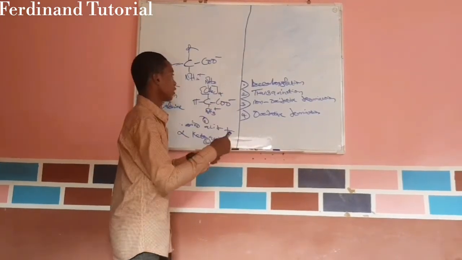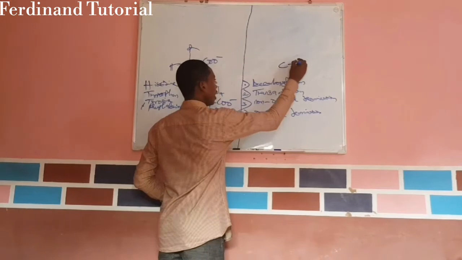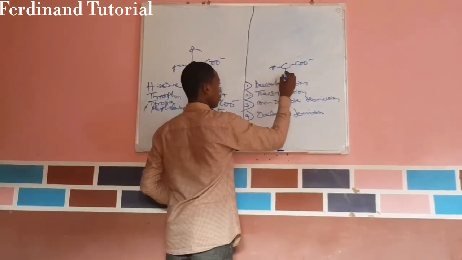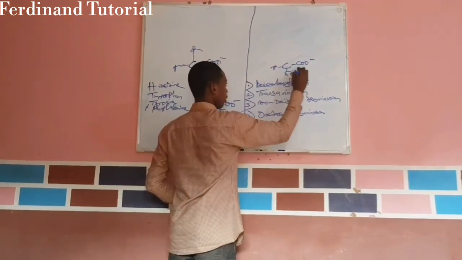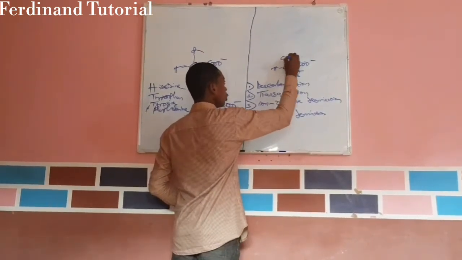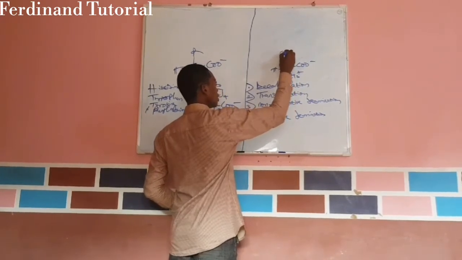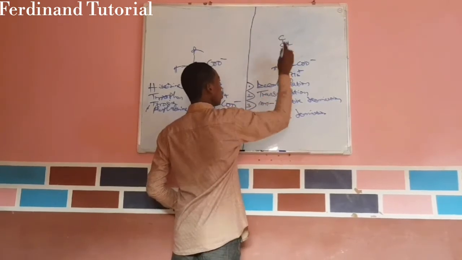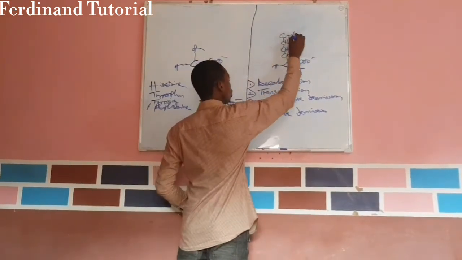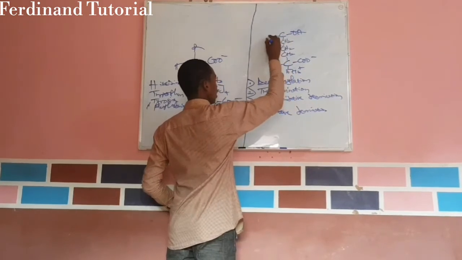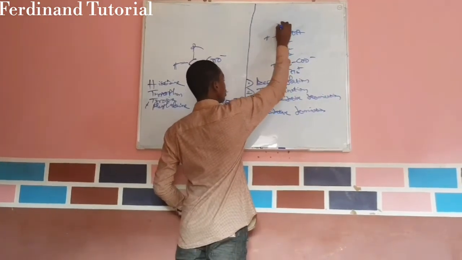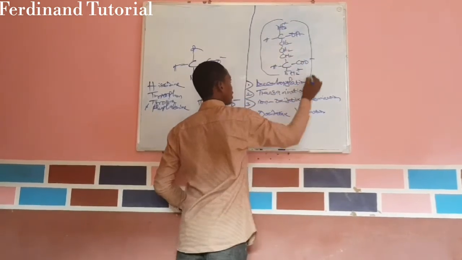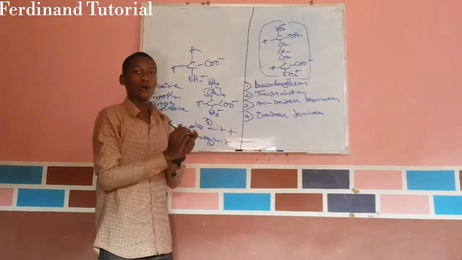Let me modify it. I have C here, I have COO minus, I have H here, I have my amine group here, NH3 plus. I also have CH2, CH2, CH2. Now 1, 2, 3, 4 hydroxyl. Four hydroxyl what? Lysine. So this is the modification of lysine. That is it.